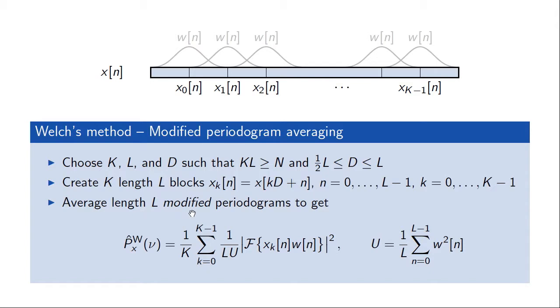And then you would create these blocks by taking overlapped portions of the data, and again create an average estimator by taking the average of these length L modified periodograms, and you get an estimator which would look like this, where U again is this factor based on the window in order to account for an absolute value of the window.